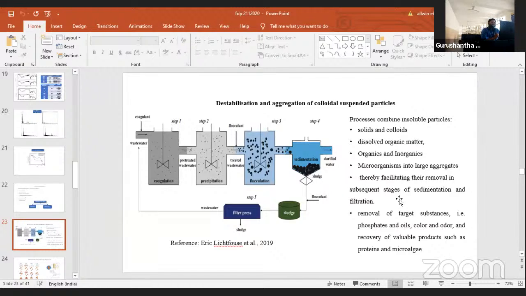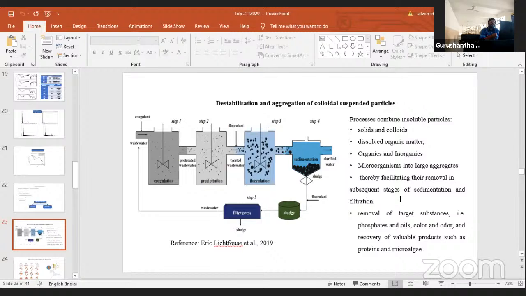After destabilization, we are trying to aggregate the molecules with the help of these polymeric compounds. What are the different components? For example, solids and colloids, dissolved organic matter, organic and inorganic matter, and the microorganisms present there. Also some phosphates, oils, colors, odors, dye components or protein molecules. All these components we can remove or settle.